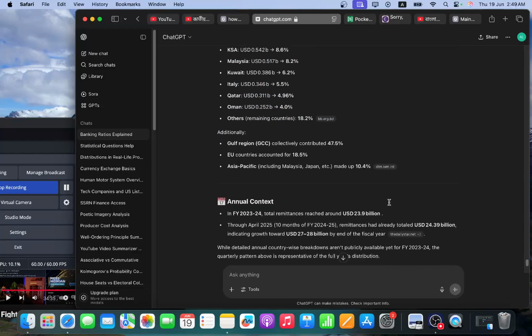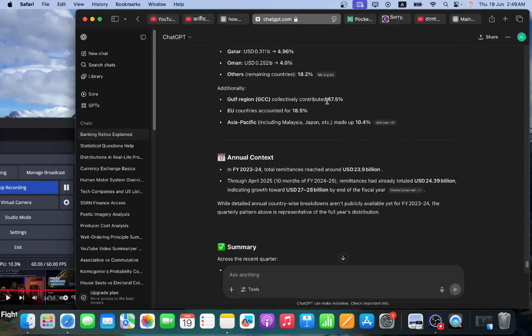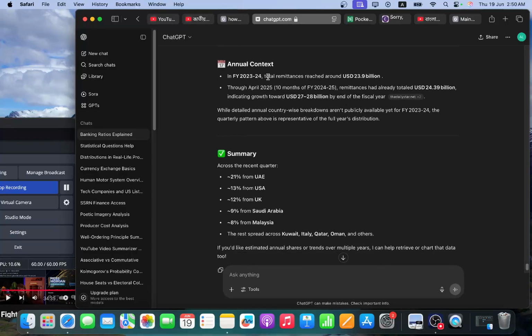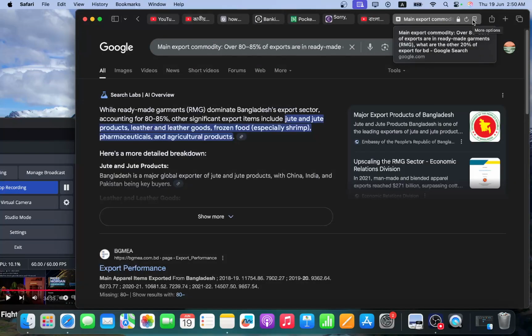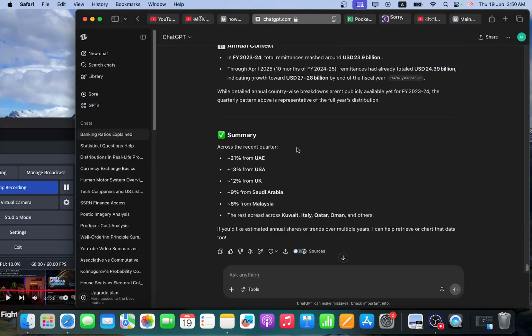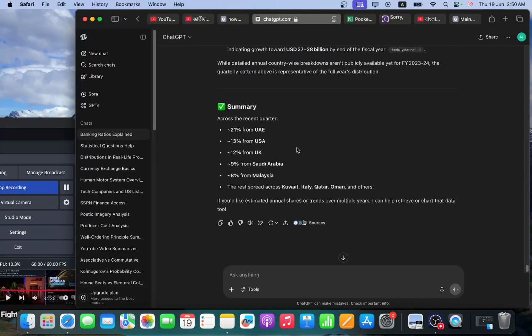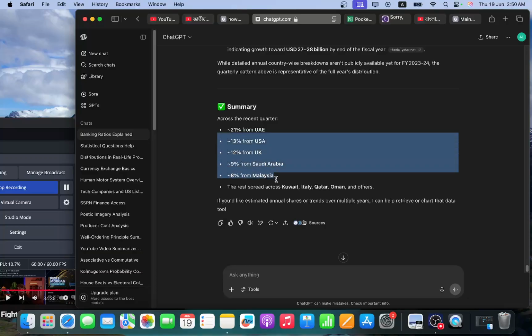The Gulf region, GCC, contributed like 47%. EU like 18%, and Asia Pacific including Malaysia, Japan, etc., 10%. So the Gulf region is really important in terms of us sending workers. We send workers to UAE and even Saudi. Annual remittance registered around 23.9, almost 24 billion, as we saw in the previous search. Summary: across the recent quarter, 21% from UAE. Okay, makes sense.